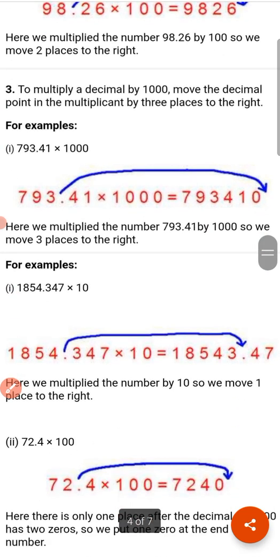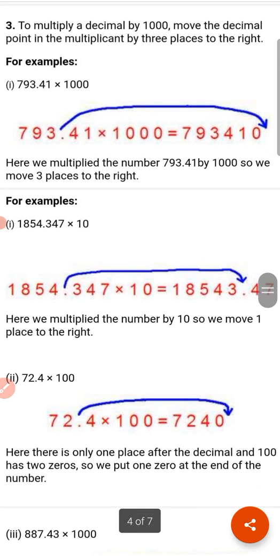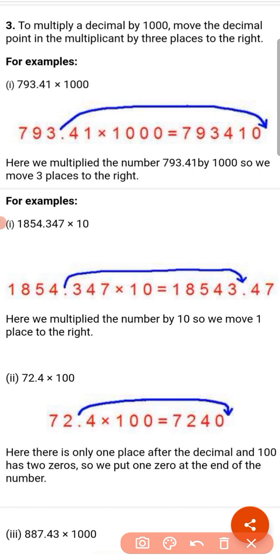Now, to multiply a decimal by 1000, move the decimal point in the multiplicand by 3 places to the right side. 3 places. So, children, this is our question: 793.41 into 1000. 793.41. We are multiplying by 1000. So, move 3 places. 1, 2.